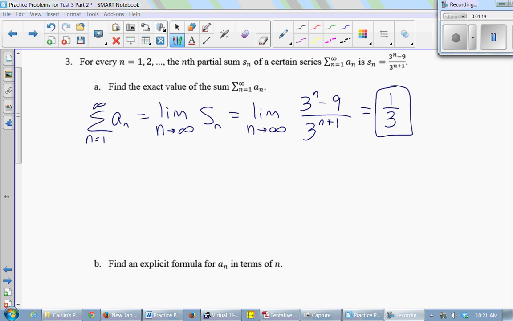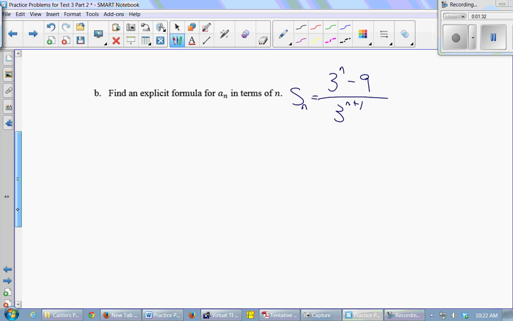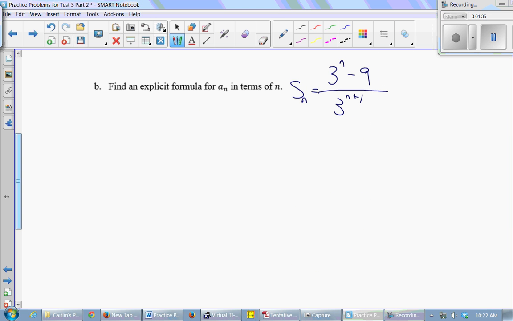The harder part of this question is to write an explicit formula for a sub n in terms of n. So we have to figure out what the terms are now, not just the partial sums. So I'm just going to jot this down here. The partial sums are (3 to the n minus 9) over (3 to the n plus 1).